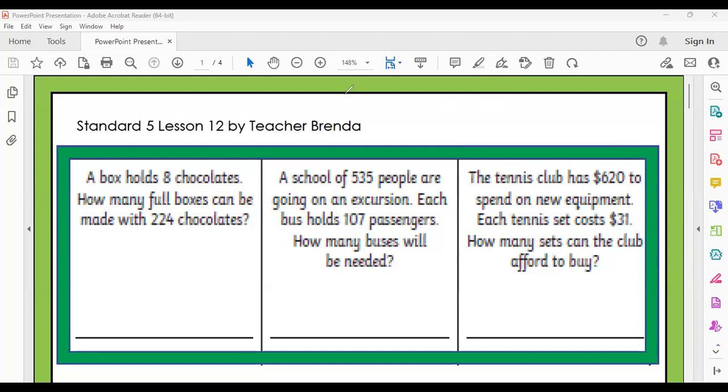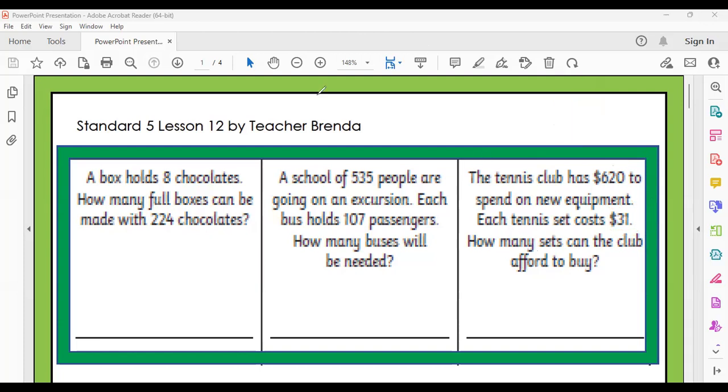What word is that? It's like an S, but then gone. Spend. The tennis club has something. Oh, it's the dollar sign. $620 I spent on new equipment. Each tennis set costs $31. $31. How many sets can the tennis club afford to buy?